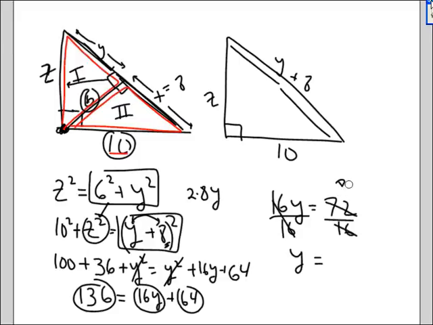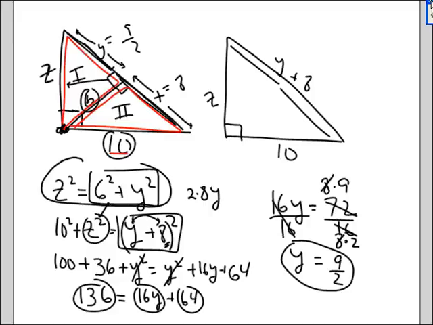Like I said, 8 times 9 is 72. And it's 8 times 9 divided by 8 times 2, and the 8's cancel. Like I said, y is 4.5. Y is 9/2. Okay, now we have y, it's 9/2, but we need to find z.